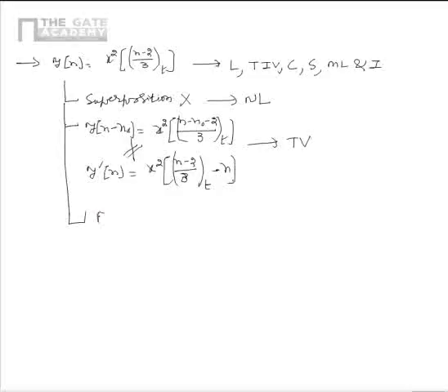Also, we see that for n less than 0, say for n equal to minus 10, y of minus 10 can be written as x square of minus 4. That is, the output depends on future input.